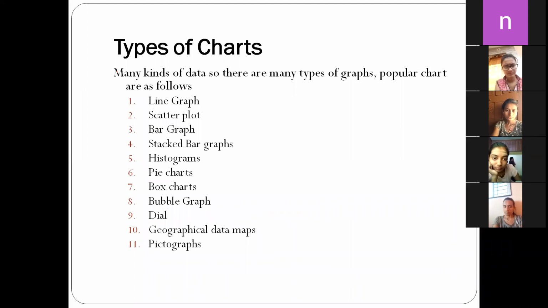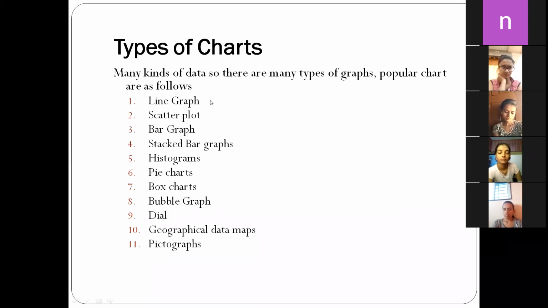Next is the types of charts. What type of charts we are going to use for providing the data visualization. Many types of graphs and tables are there. Here a graphical representation is very important, so we are going to go for the types of graphs.